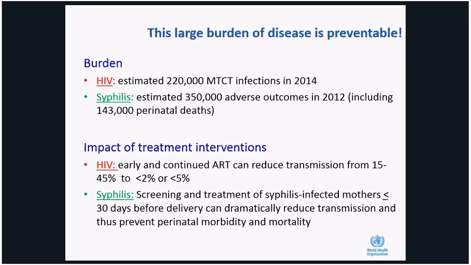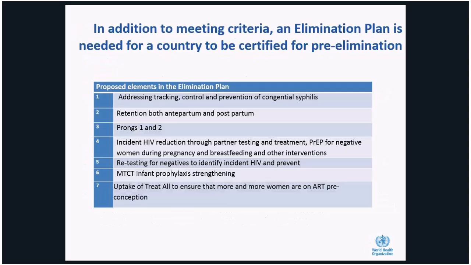And the impact of treatment, as with HIV, is very dramatic. Screening and treatment of syphilis-infected mothers up to 30 days before delivery can dramatically reduce transmission and thereby largely prevent all of this perinatal morbidity and mortality. Next slide. And I think that's one of the important driving factors behind the desire to have an elimination plan that is submitted as part of a country's pre-elimination dossier and that must include the following elements.